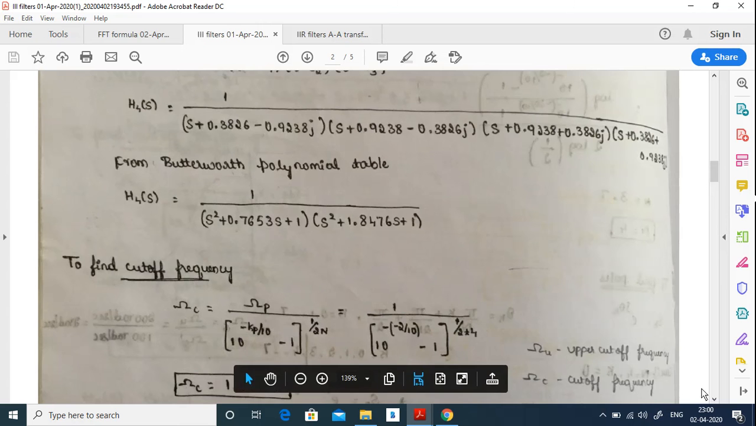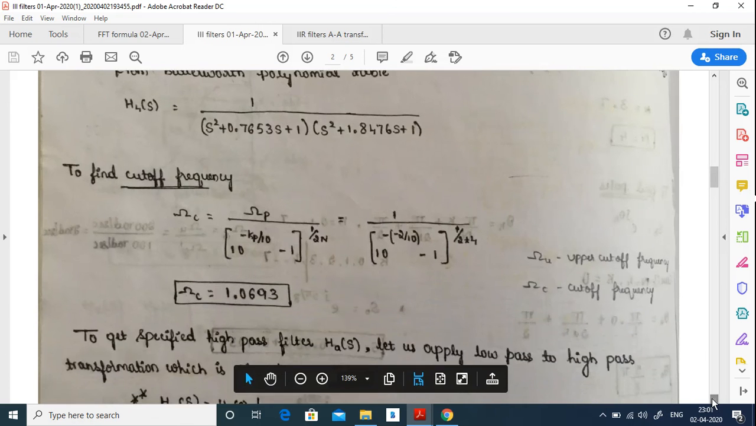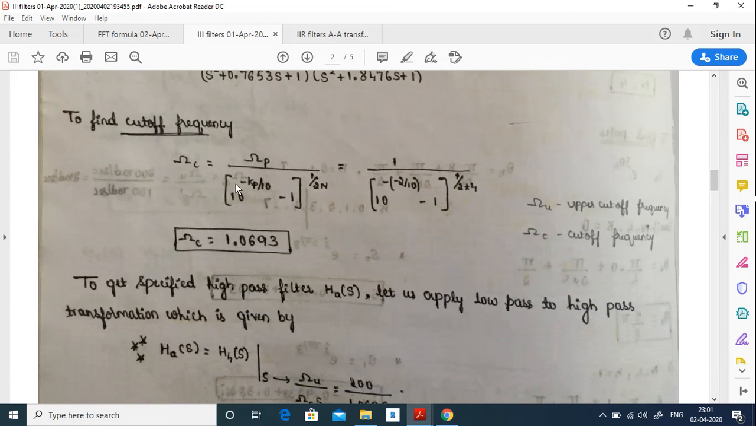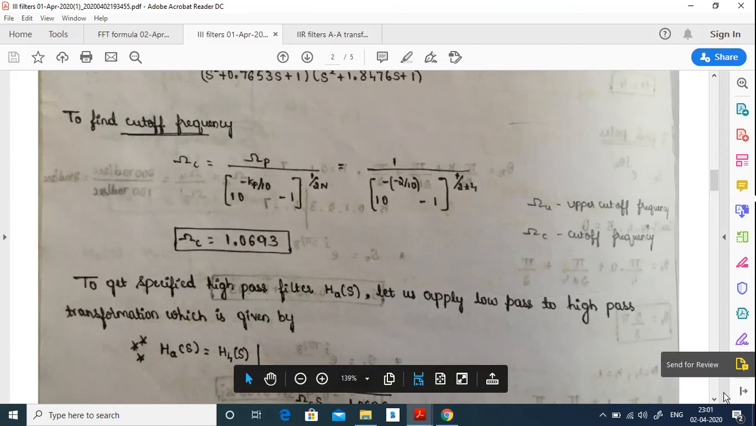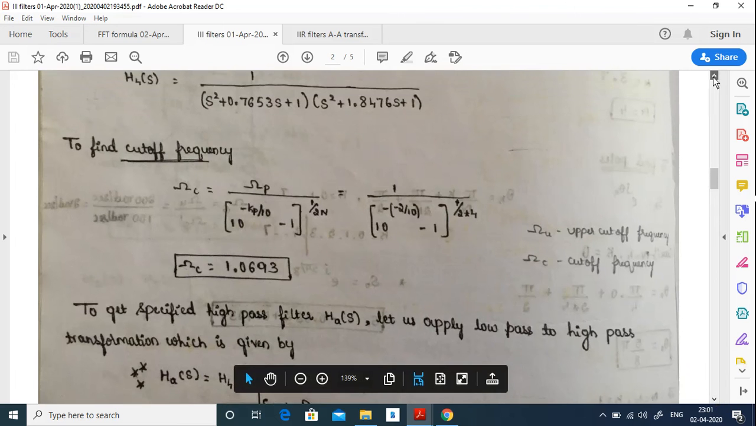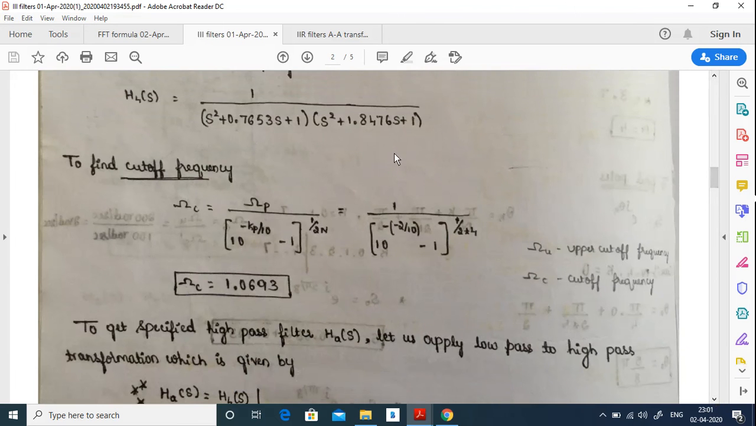So in general, I need to know the answer for cutoff frequency. In general, I know the formula for cutoff frequency is omega c is equal to omega p divided by (10 power minus kp by 10 minus 1) whole power 1 by 2n. And if you substitute that, you will get this, that is omega c is equal to 1.0693, because you know all these values, you can easily find out this answer. Now once you find out this answer, then by making use of a suitable transformation, we will convert the normalized low pass filter, which is represented by this transfer function, into a high pass filter transfer function.